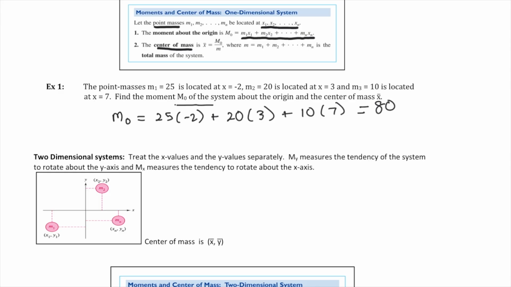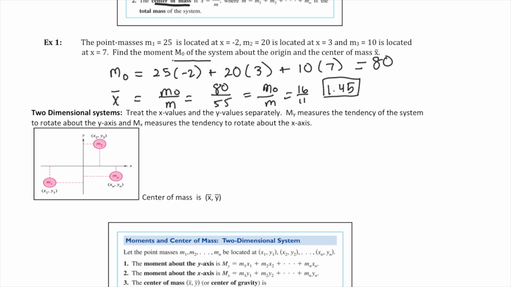Now the center of mass, or x bar, is going to be equal to your moments divided by the total mass, so m for total mass. So we'll have 80 divided by, now add up all of your masses, and you should come up with 55. Reduced, the moment over m is going to be equal to 16 over 11. Now if we think about that, that's going to be at about 1.45. So in order to keep your system in equilibrium, we want to put the fulcrum 1.45 units away from the center.